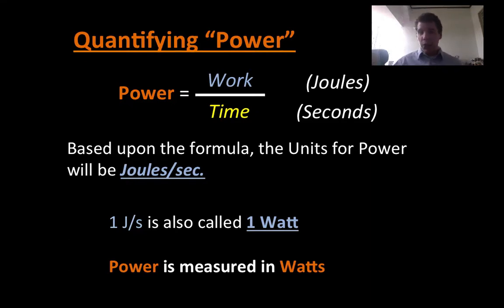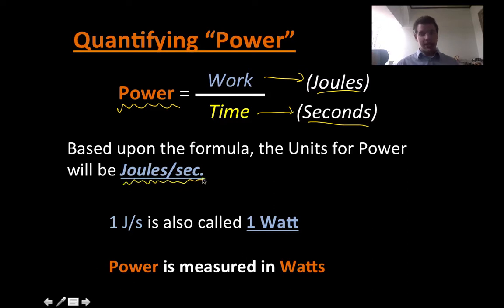When we're talking about units, remember that work is measured in these units called joules. And time obviously is measured in seconds. So when we try and quantify the units for power, we're going to have joules divided by seconds because it's work divided by time. So based upon that formula, we see that it's joules per second.